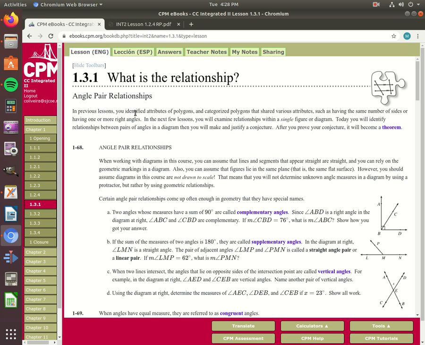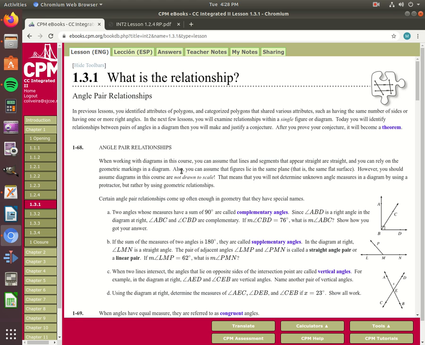So anyways, in previous lessons, you identified attributes of polygons and categorized polygons that shared various attributes, such as having the same number of sides or having one or more right angles. In the next few lessons, you will examine relationships within a single figure or diagram. Today, you will identify relationships between pairs of angles in a diagram. Then you will make and justify a conjecture. After you prove your conjecture, it will become a theorem.